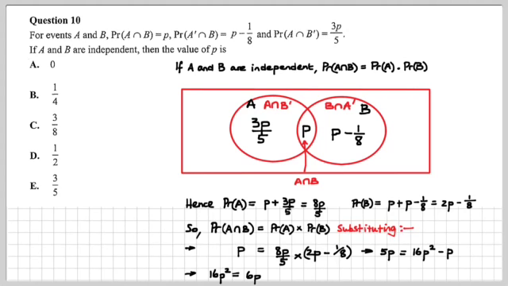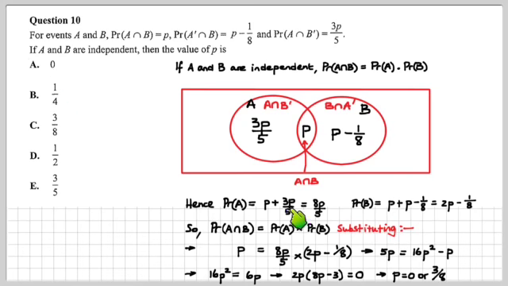It's a quadratic, so it looks like 16p squared equals 6p. Therefore, solving that using the null factor law, we'd say p is 0 or 3/8. Now, this is the trick. They're both there, so only one of them can be right.